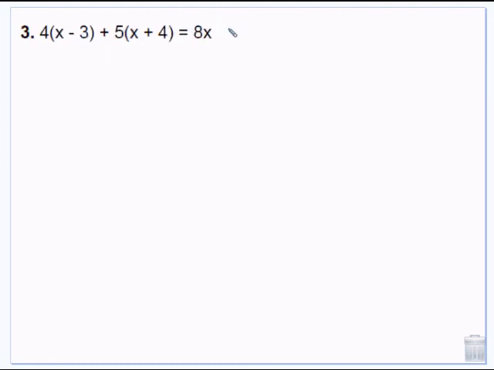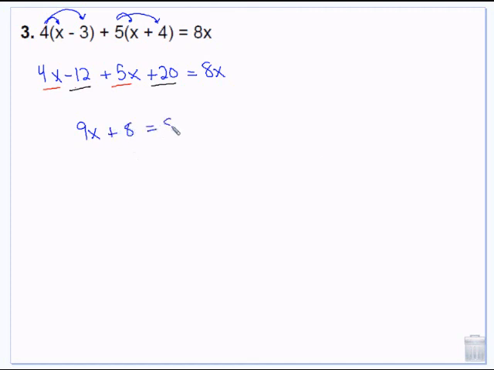And the reason I picked this one is because it doesn't have anything else over here except the x. So I'm going to distribute this 4 and the 5. So 4x minus 12 plus 5x plus 20 is equal to 8x. 4x and 5x are like terms, and that gives me 9x. Negative 12 and 20 are like terms, so that gives me 8 equals 8x.